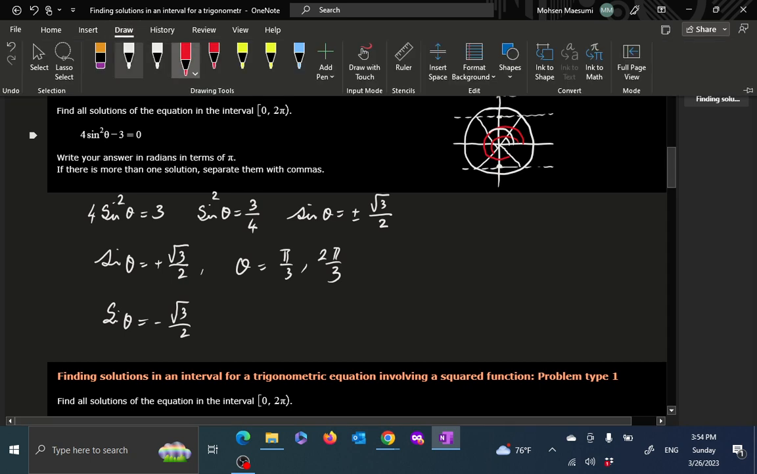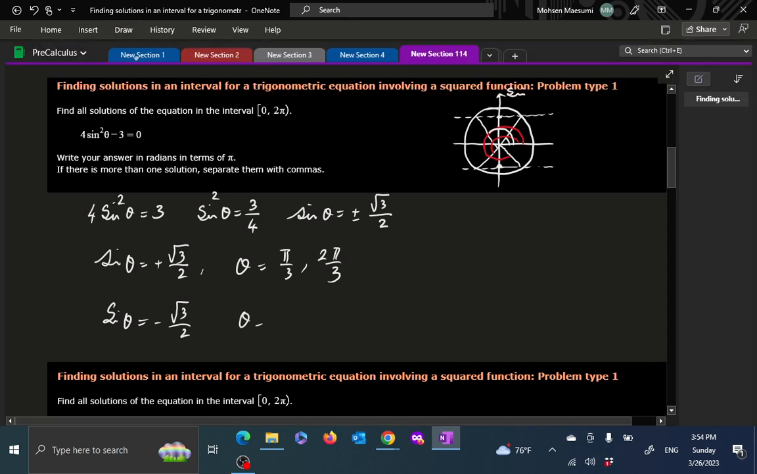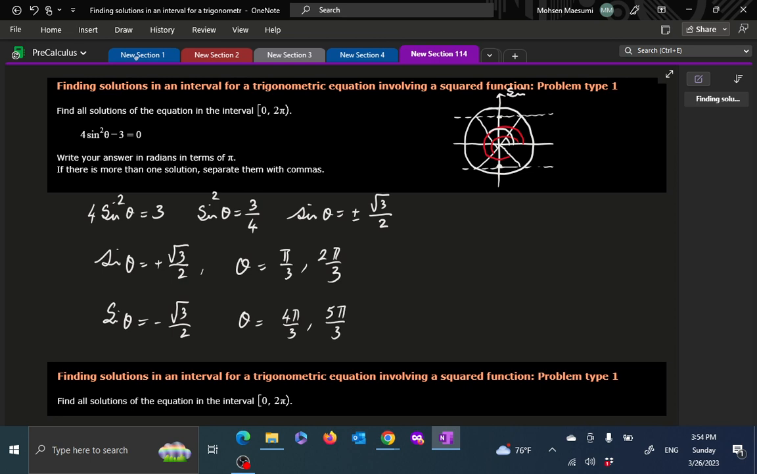So what do we list here? We say theta: pi third, 2 pi third, 4 pi third, and then the other one will be 5 pi third. These are the angles from 0 to 2 pi.